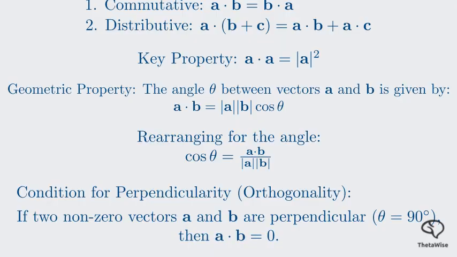In this scene, we have covered the algebraic properties of the dot product and, most importantly, its geometric interpretation for finding the angle between two vectors and for testing perpendicularity. We've achieved our learning objective.